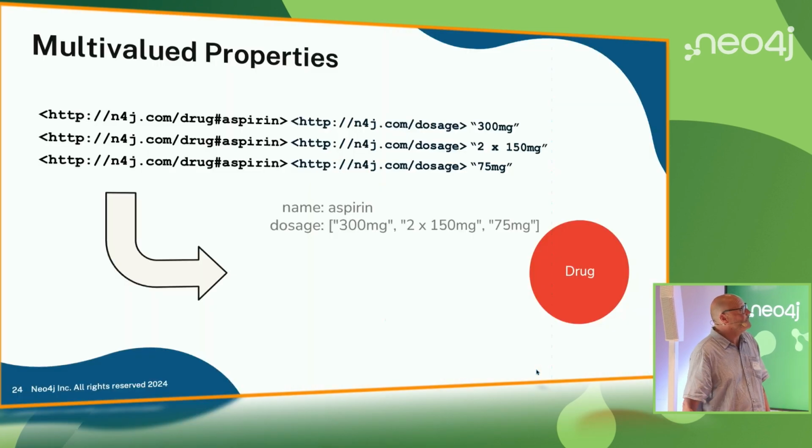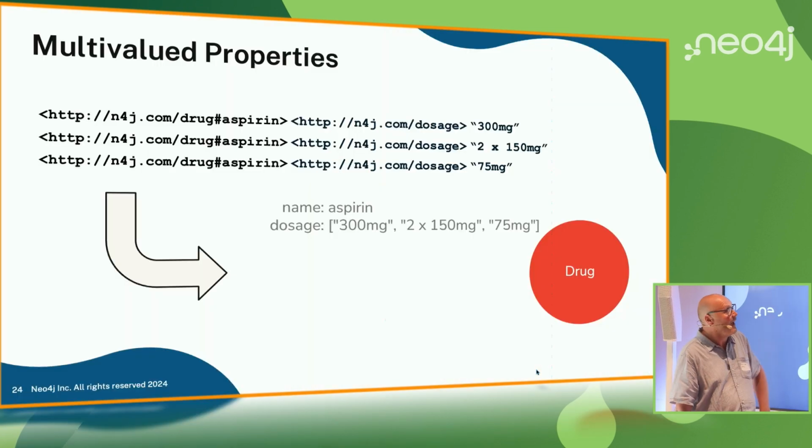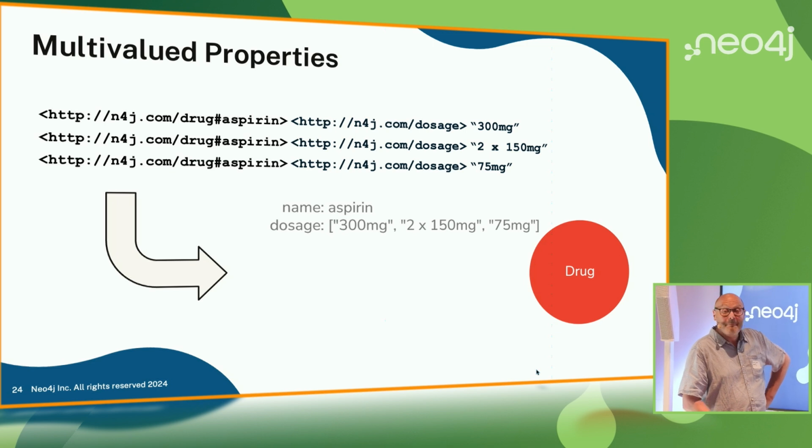So, trouble two. The other problem with RDF is multi-valued properties.